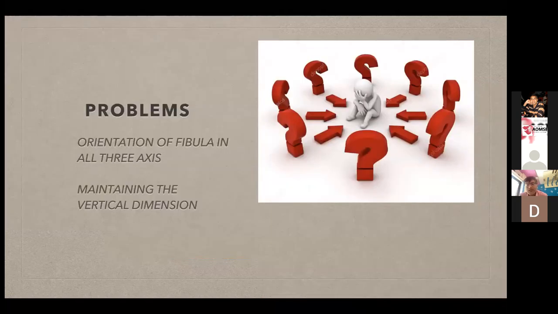Now with all this planning and execution and the two-team approach, we still have problems. The problems which we faced after the first two cases were the orientation of the fibula. By orientation, I mean in all three axes, although the fixation was seemingly well, we still used to have a discrepancy, either a cant in the occlusal level of the fibula, or increased or decreased vertical dimension, or a cant in anterior posterior position.